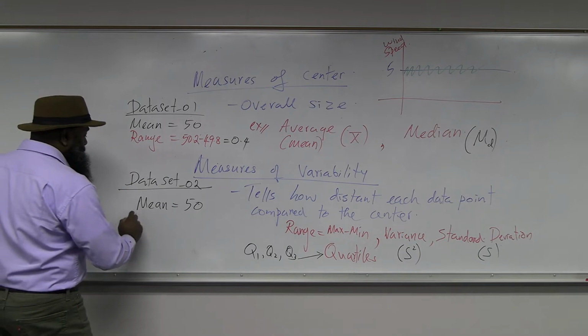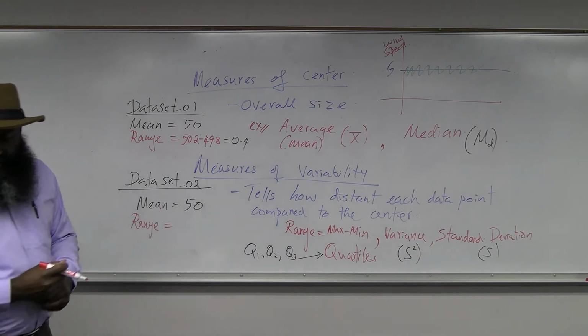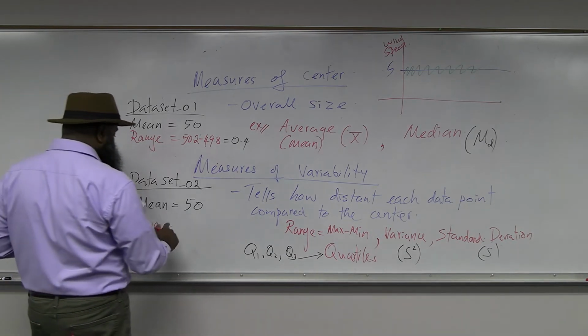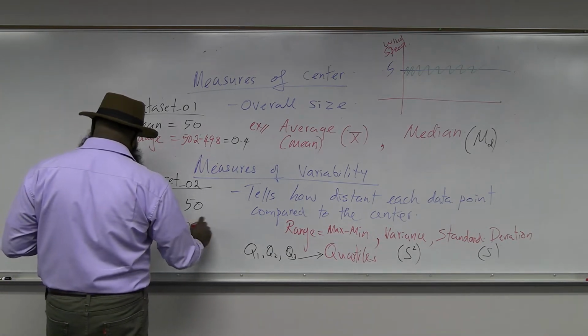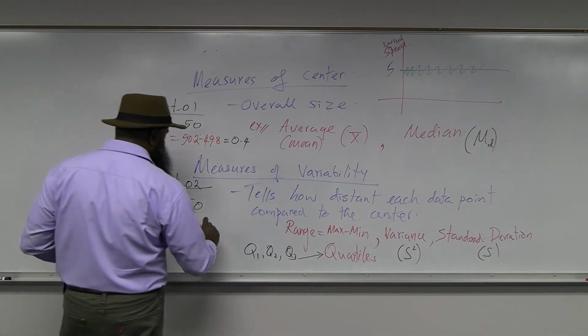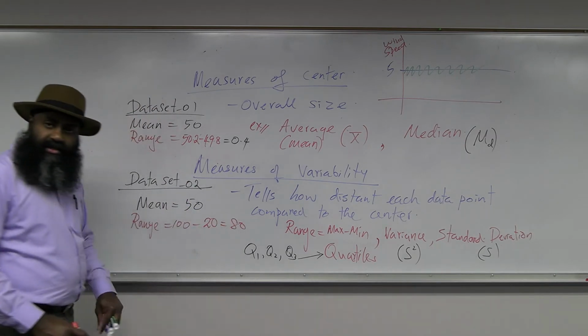The same way we can calculate the range for the second data set. For the second data set, I think the largest is 100 and the smallest is 20. Therefore, the range is 80 for the second data set.